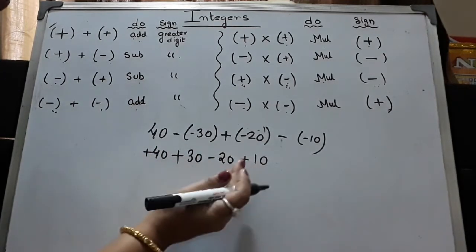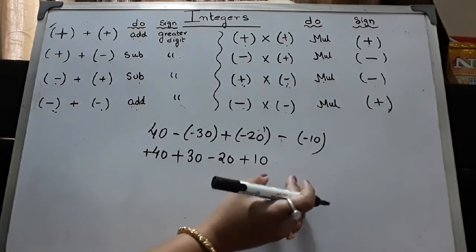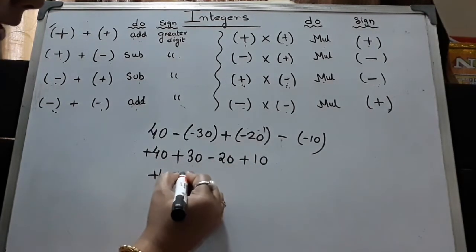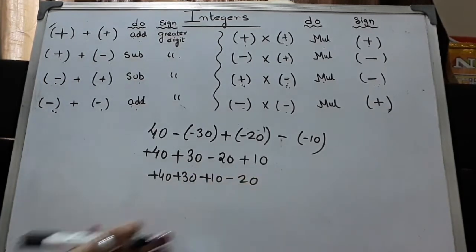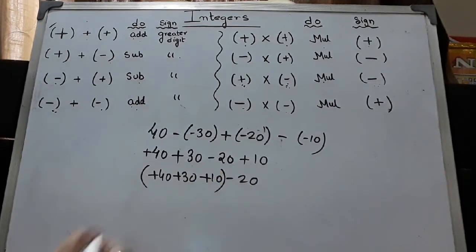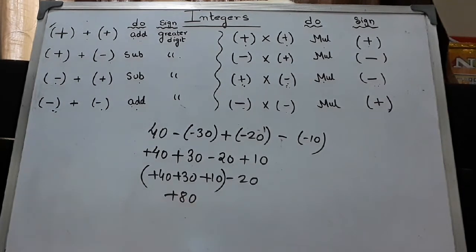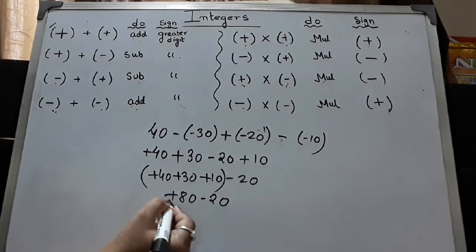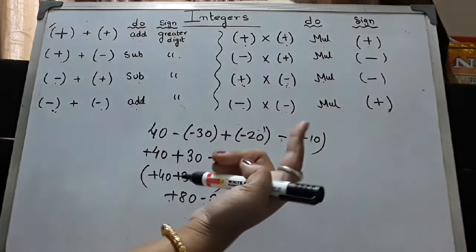Now I will arrange all the addition on one side and the subtract numbers on the right side. Now plus 40, plus 30, plus 10, minus 20. I have arranged it in this way. Now you add this portion: 40, 70, 80, plus 80. What is left? Minus 20. Then plus minus, you have to do subtraction.